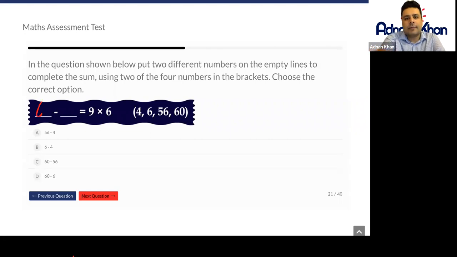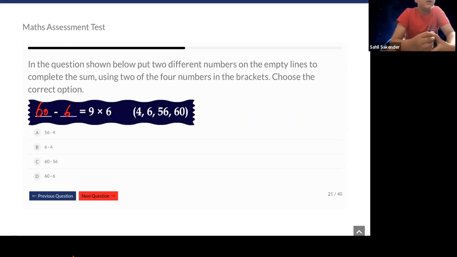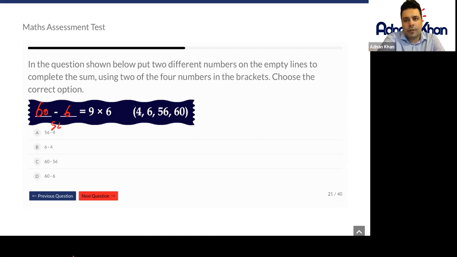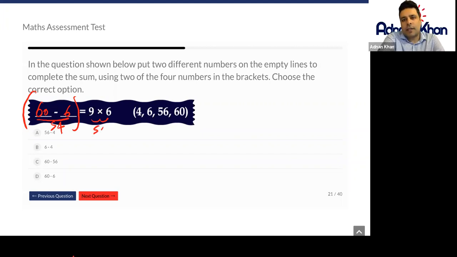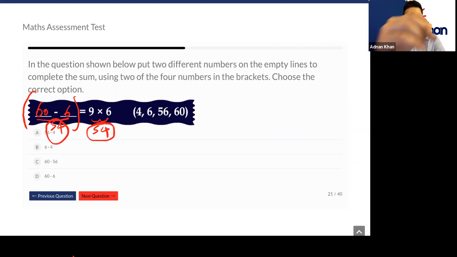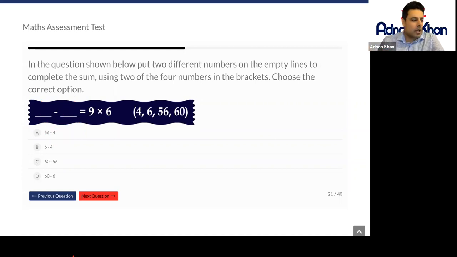Let's start with 60. 60 take away 6. What's 60 take away 6 there? That will be 54. Okay, 54. So in this case, this particular equation, we get 54. Now let's check if you're right. So what's 9 times 6? 9 times 6 is 54. So can you see that equation now balancing on both sides? 54 and 54. So good. So that's how this particular question works. So let's go for 60 take away 6 here.